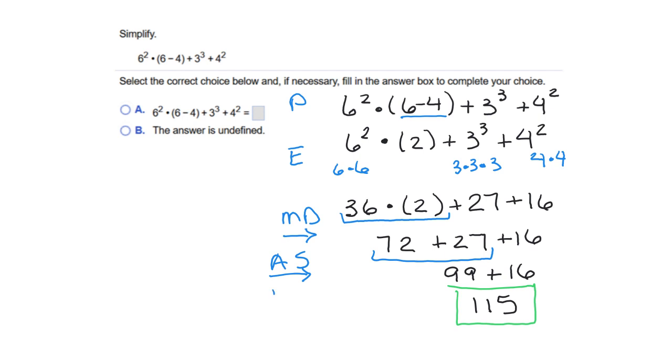Let me write this little repeat here so you know that repeating the add and subtract is what I did. So once again, I will select answer A as the correct answer and place the value that I came up with, 115, in that box.